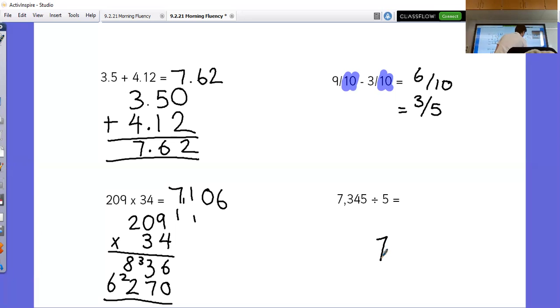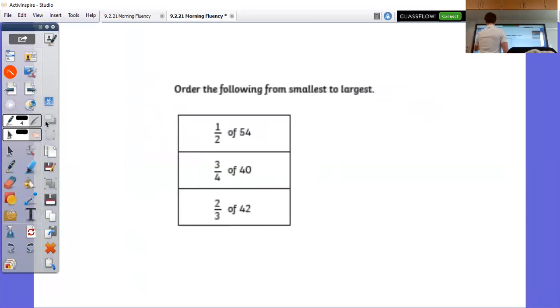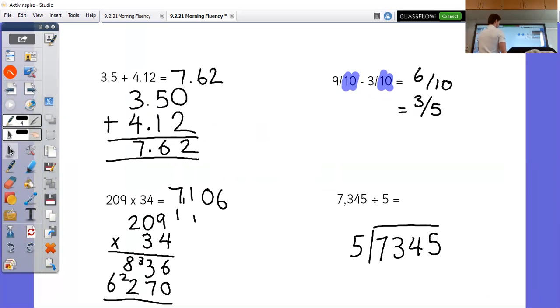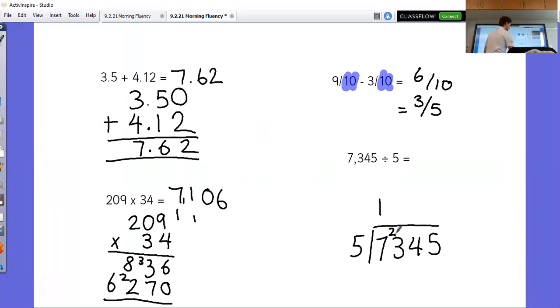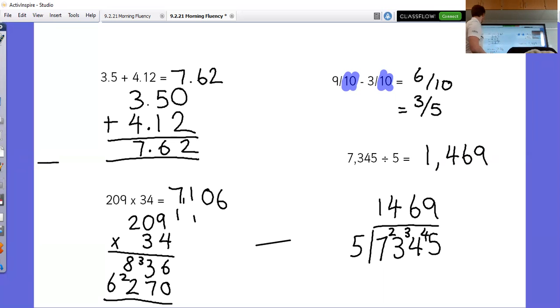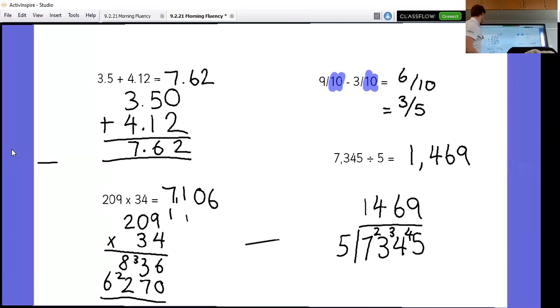And finally, let's look at our division question. 7,345 divided by 5. Let me move the question out of the way a bit. So 5 goes into 7 once with 2 left over. 5 goes into 23 4 times with 3 left over. 5 goes into 34 6 times with 4 left over. And 5 goes into 45 9 times, which means that my answer is 1,469.